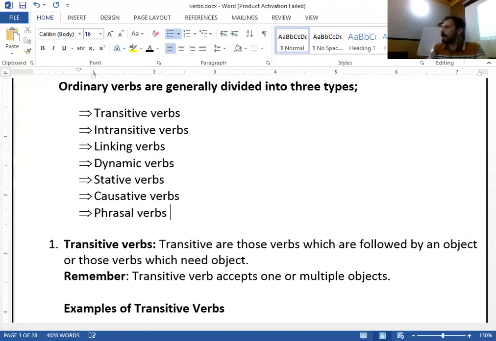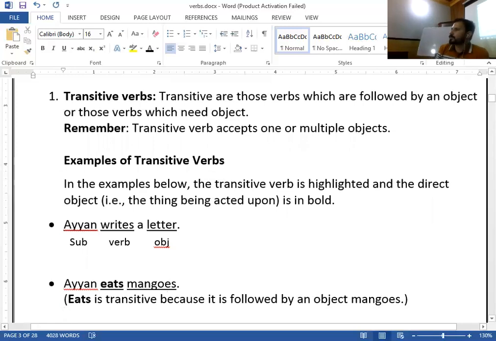We have got more types of verbs we will be studying here. These all of them are types of ordinary verbs. Clear? Ordinary verbs have got a lot of types. I'll go one by one as we study. Now first of all we will study about transitive verbs. What type of word? Transitive verb. First of all, it's an ordinary verb. It's a type of what? Ordinary verb.